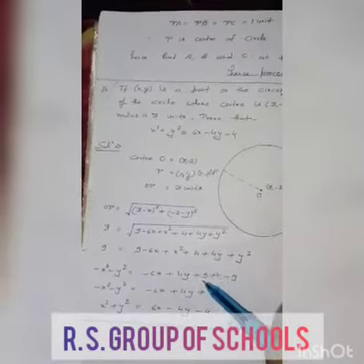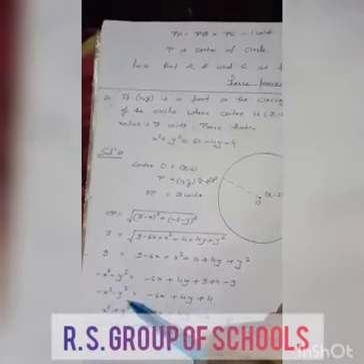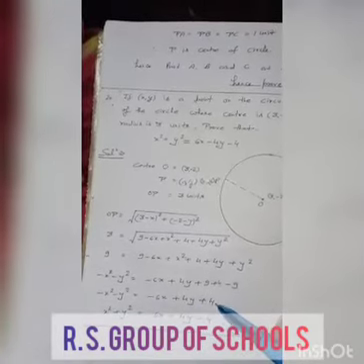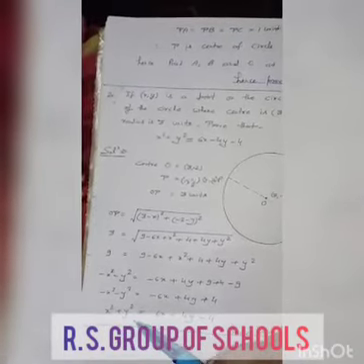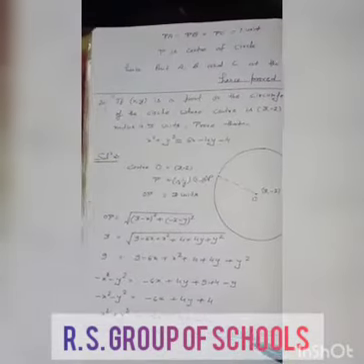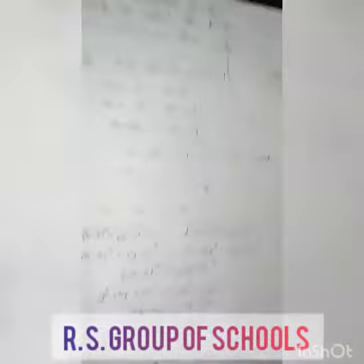Then minus x square minus y square, minus 6x plus 4y plus 9 plus 4 minus 9. Minus 9 is cancelled by 9. Then minus x square minus y square equals minus 6x plus 4y plus 4. Now multiply by minus 1. Then we have x square plus y square equals 6x minus 4y minus 4. Hence proved.